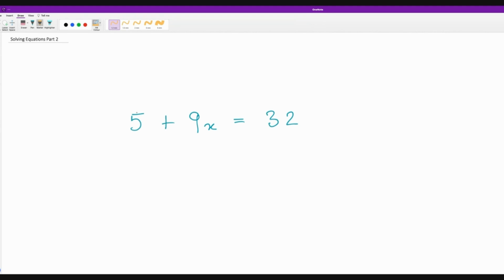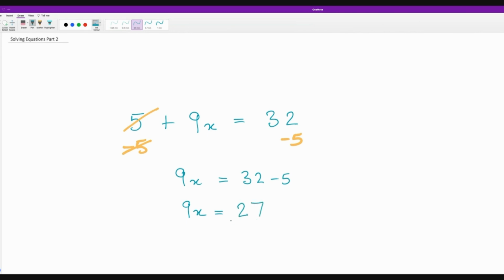So instead, let's move this plus 5 first so we can isolate the 9x, and then we will solve that later. So moving the plus 5, we do the opposite, that's the only way we can move it over the equal sign. So we do minus 5 on both sides. In that way, this plus 5 and minus 5 cancel. We get 9x is equal to 32 minus 5. That means 9x will equal 27.